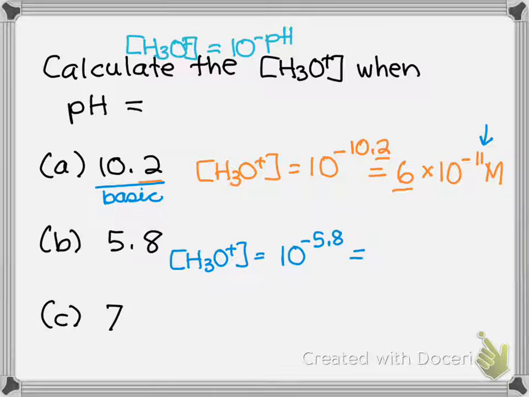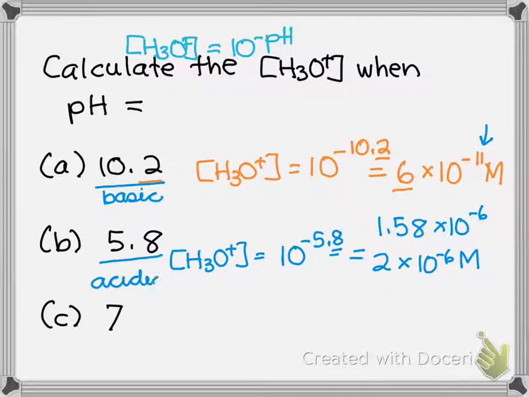So for the second one, H3O plus is equal to 10 to the negative 5.8. And I get this answer to be 1.58 times 10 to the negative 6. If I wanted to look here, this has only one past the decimal, so I think I would write 2 times 10 to the negative 6 if I was following the convention. This guy here is acidic. And that makes sense because the concentration is also greater than 10 to the negative 7.